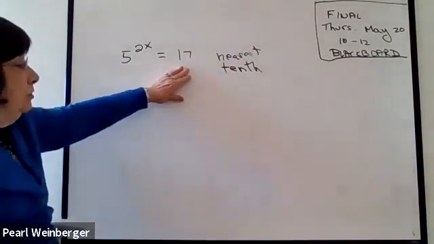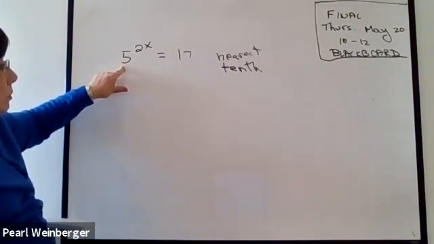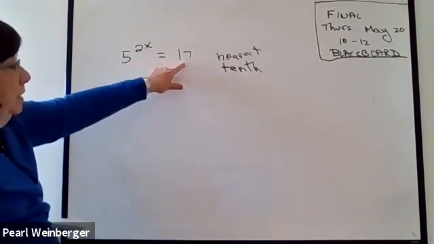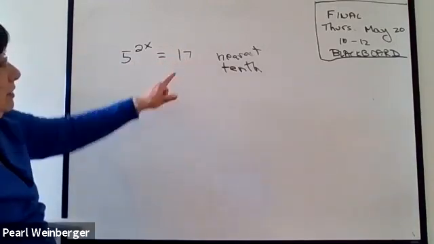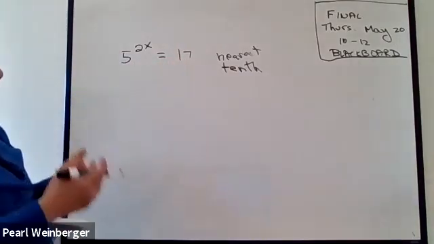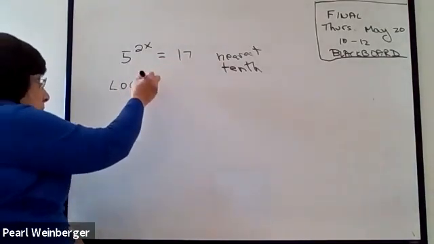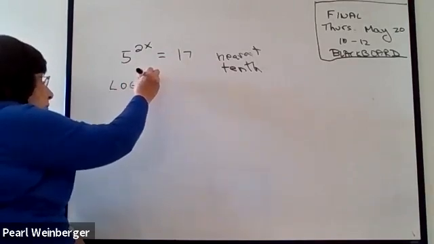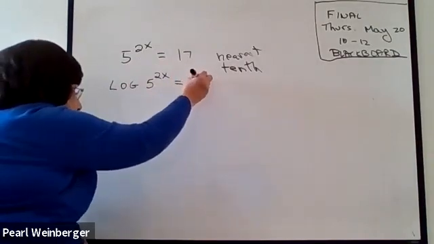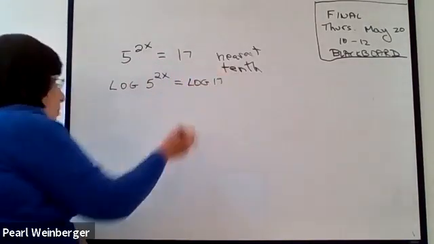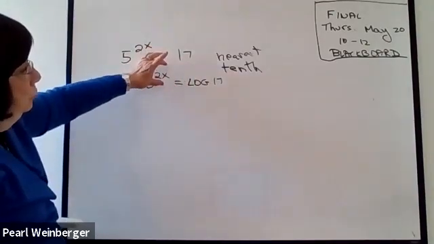Okay, so if we're doing it together, again, we see the base here being used is 5. And when I go to the 17, 5 times 5 gives me 25. I never get to 17. So that's when I know I have to put this word log in front of both of them. So it's going to be log 5 to the 2x equals log 17.